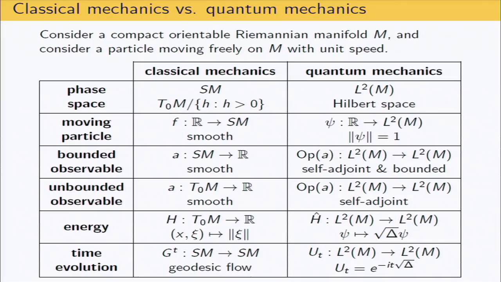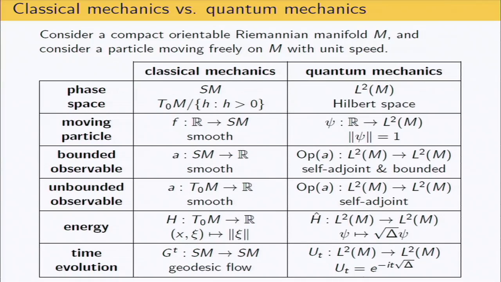So we usually consider unit length vectors, that is functions of L2 norm 1 in phase space, because the absolute value squared of the wave is interpreted as a probability density of the wave function. That's one interpretation of quantum mechanics. And then a bounded observable becomes a self-adjoint and bounded linear operator on phase space, usually denoted by op-A. And then an unbounded observable is a more general but still self-adjoint operator in phase space.